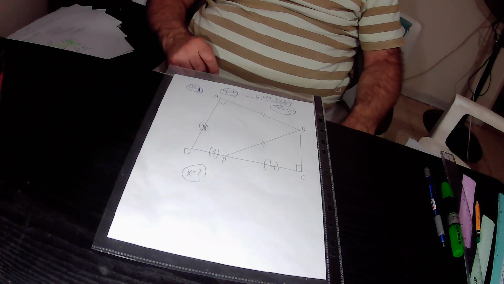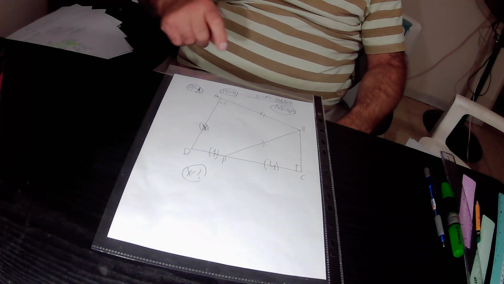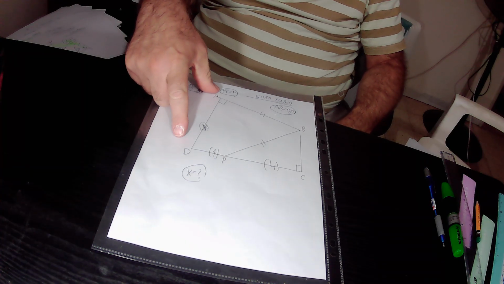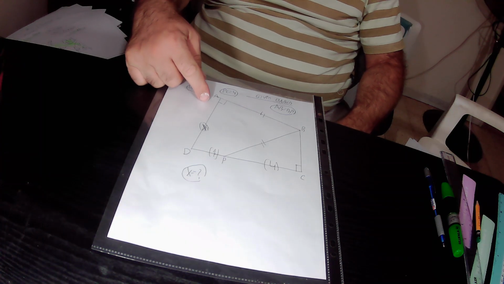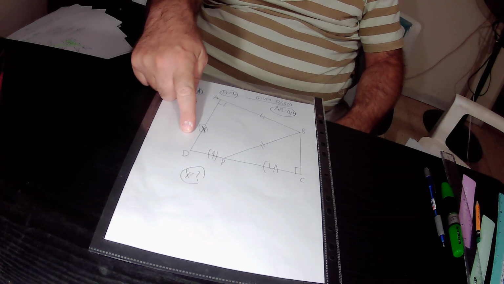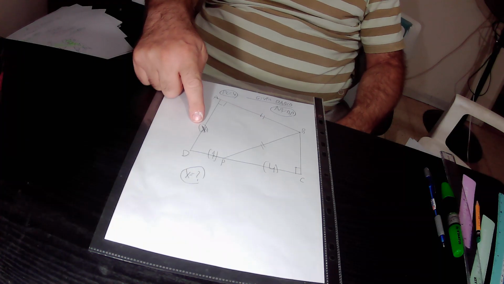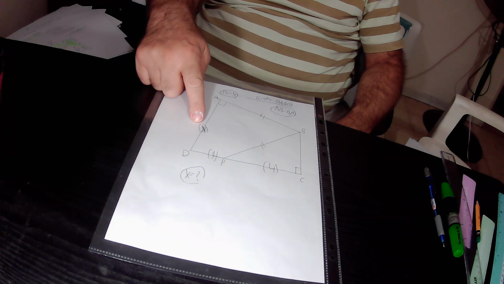The second question, our task was to find out the length of side AD, which equals x. Our task was to find out the length of this side AD of the quadrilateral ABCD. We have to find out the value of x.